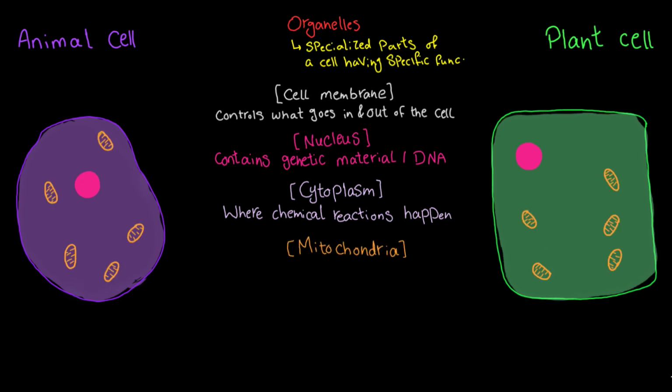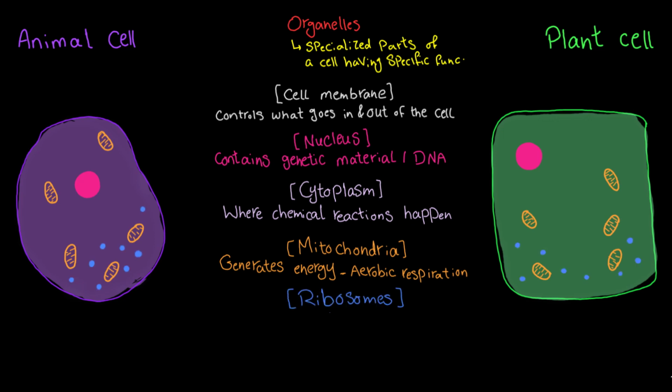Next, they also have mitochondria. It generates most of the energy needed to power the cell's reactions. A process called aerobic respiration takes place in the mitochondria, transferring energy that the cell needs to work. Finally, both cell types contain ribosomes, and this is where proteins are made in the cell. Now, all these organelles we've just mentioned, both animal and plant cells have in common. Plant cells have some extra structures.